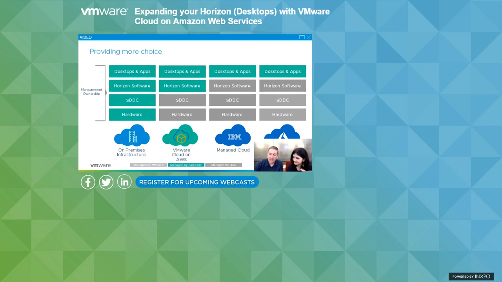I want to point out that on this chart, those green rectangles are the ones that the customer is managing. Exactly. So on the leftmost for on-prem, you're managing the hardware, you're managing the SDDC stack, which is like vSphere and vCloud and everything. You're managing Horizon, and then you're also managing your Windows VMs in Horizon, so how those are being patched and updated and application updates. That's your traditional on-premise.